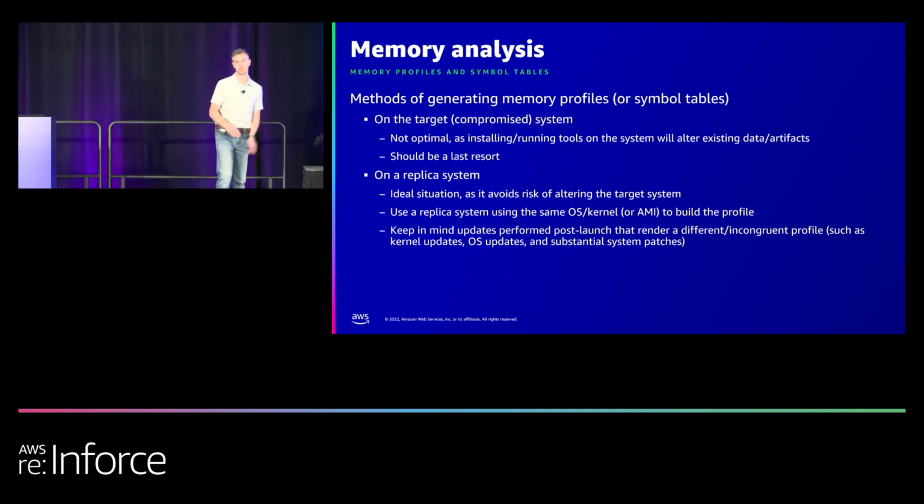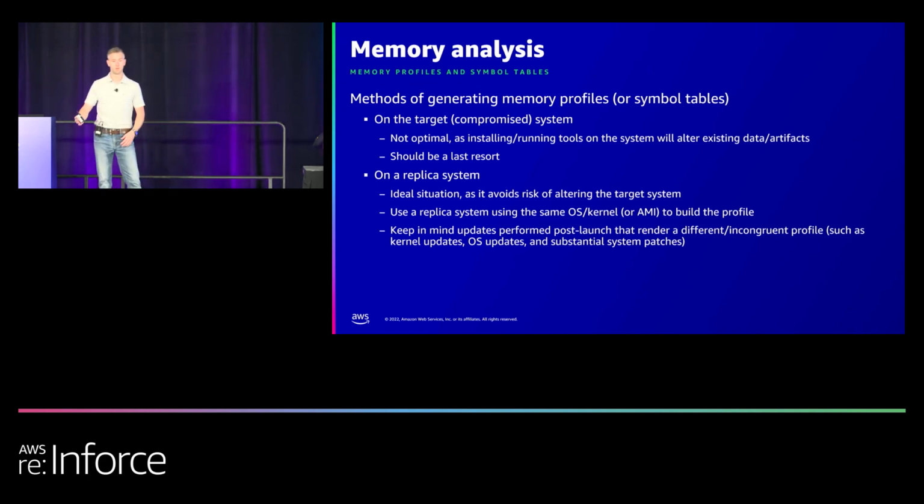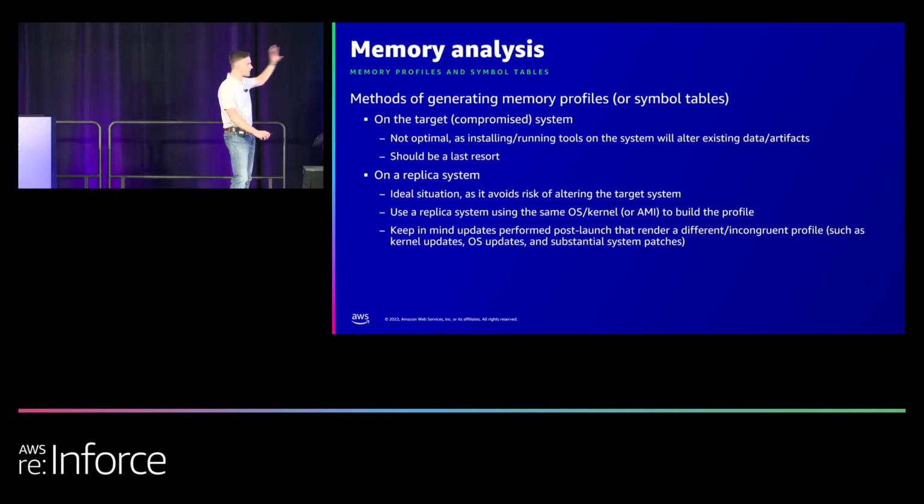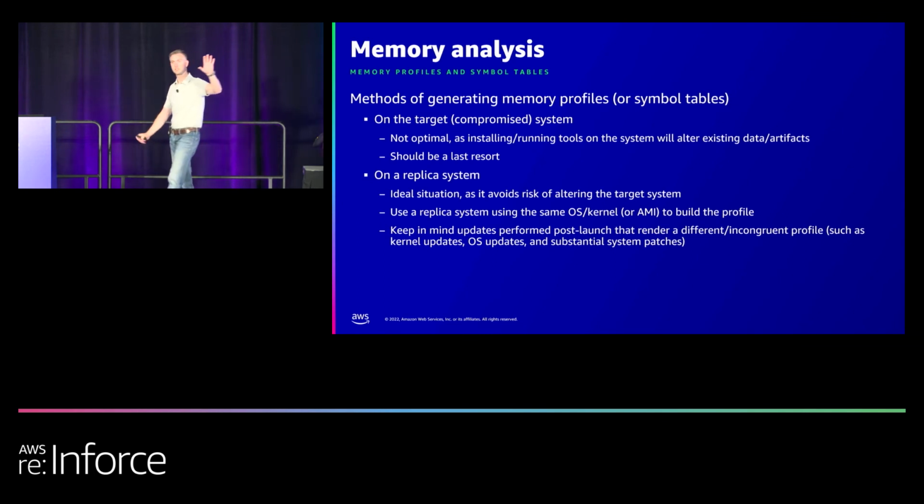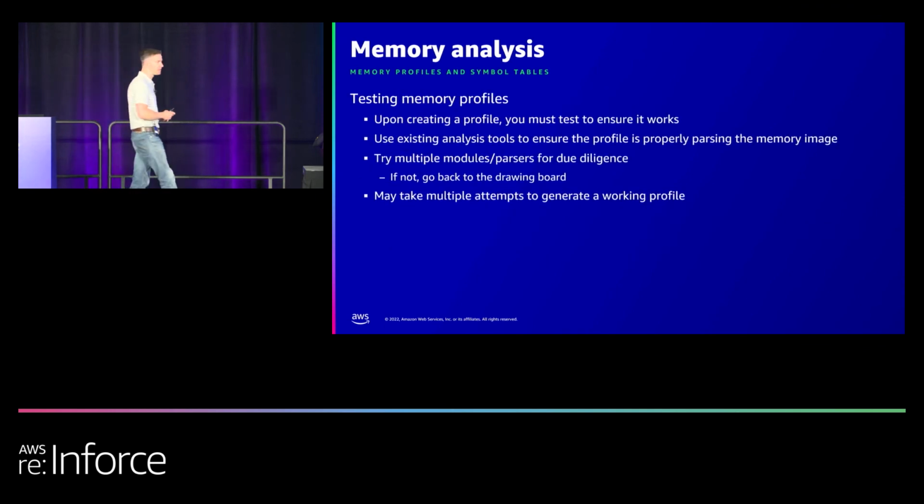And this applies to everything, and not just Linux, Windows too, right? What latest update from Windows is it running, right? And that affects the profiles and symbol tables that are available, and that we'll need to build to process that memory image file, right? So some considerations here, right? Ideal on a replica system, last resort of the target, right? And considerations that over time these things may change even if we build them into our CI/CD pipeline. So some considerations to take into effect when we're building these profiles and symbol tables.